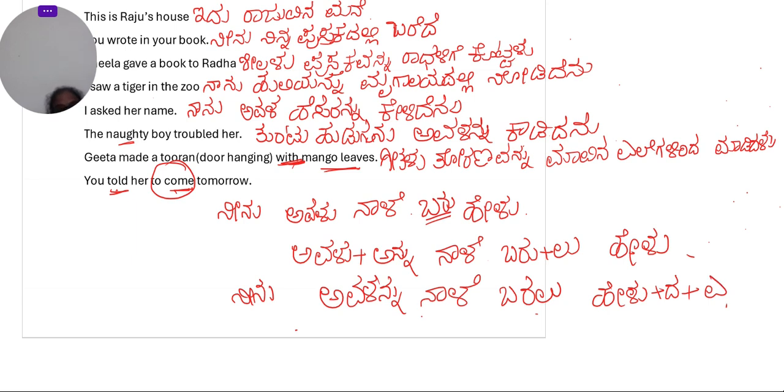Okay, now when you add all of them, ನೀನು ಅವಳನ್ನು ನಾಳೆ ಬರಲು ಹೇಳಿದೆ. So that is how you get this sentence here. ನೀನು ಅವಳನ್ನು ನಾಳೆ ಬರಲು ಹೇಳಿದೆ.